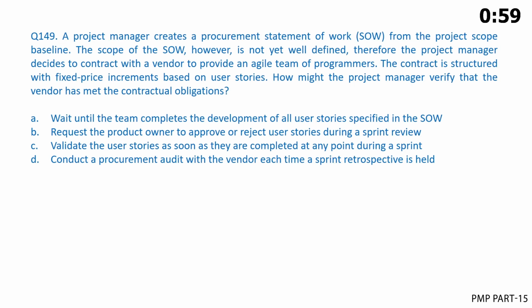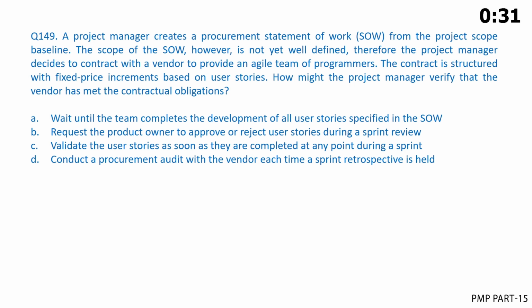A project manager creates a procurement statement of work, SOW, from the project scope baseline. The scope of the SOW, however, is not yet well defined, therefore the project manager decides to contract with a vendor to provide an Agile team of programmers. The contract is structured with fixed price increments based on user stories. How might the project manager verify that the vendor has met the contractual obligations?